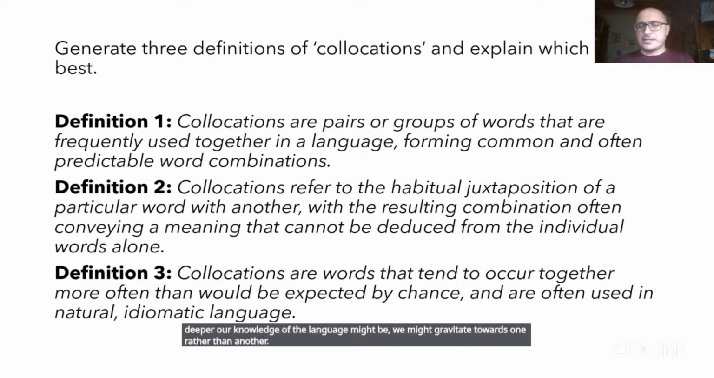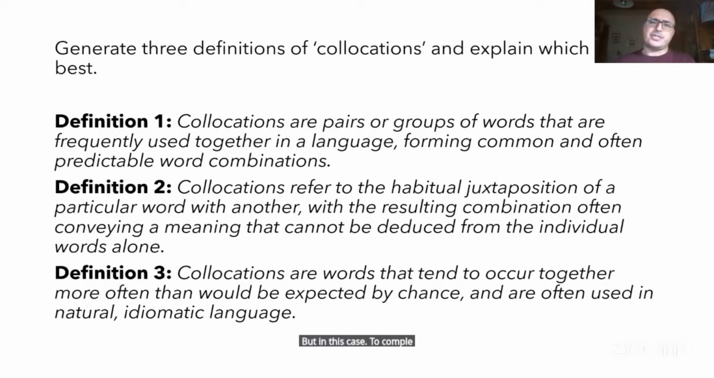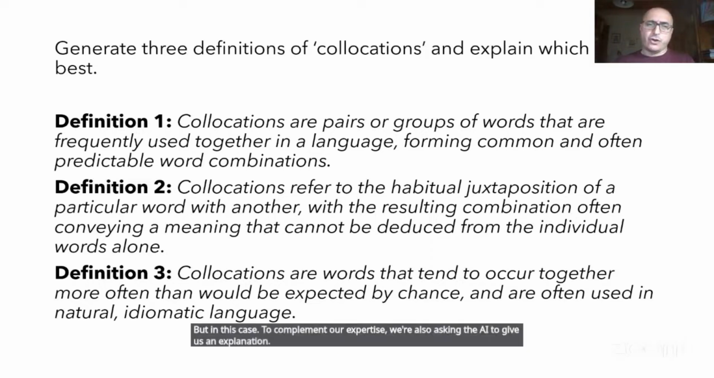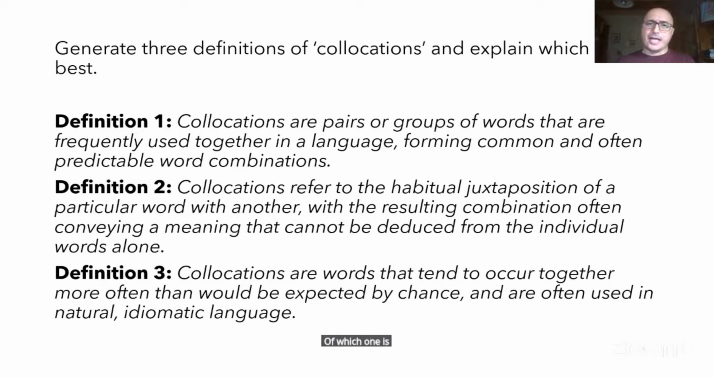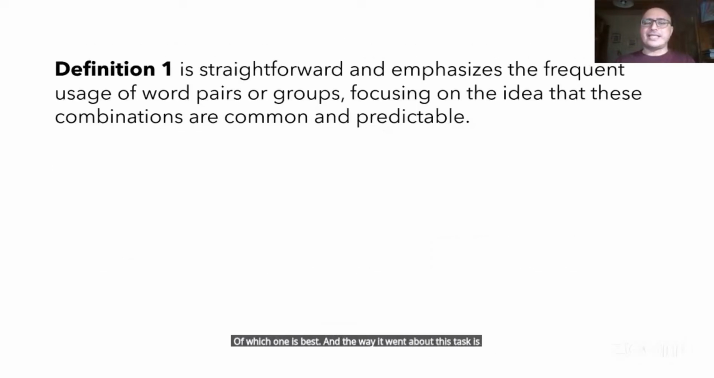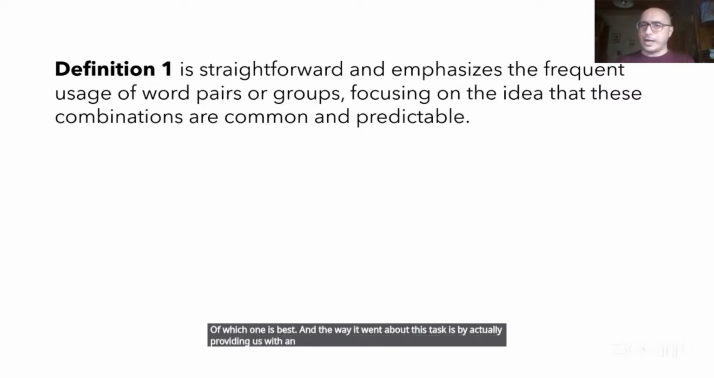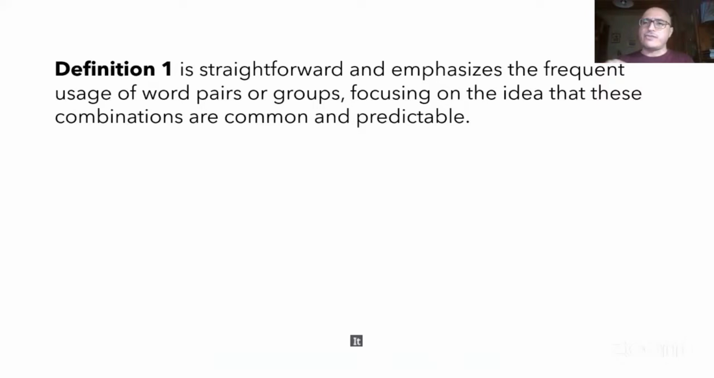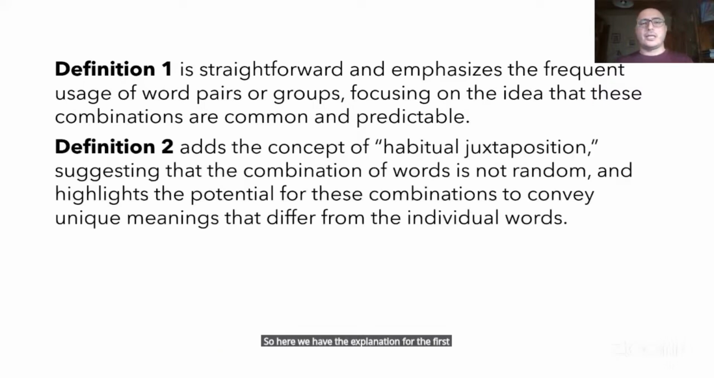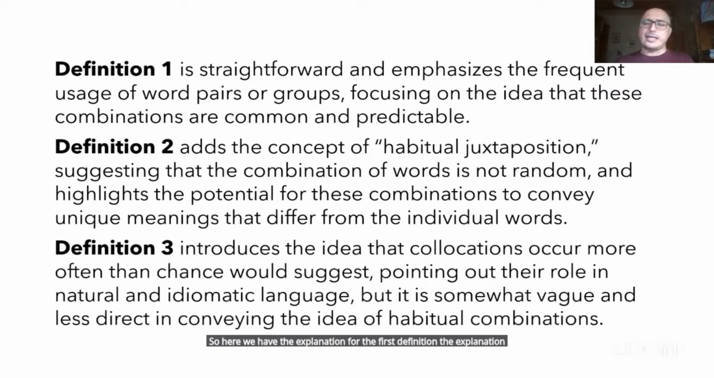But in this case, to complement our expertise, we're also asking the AI to give us an explanation of which one is best. And the way it went about this task is by actually providing us with an explanation of each one. So before telling us which one is best, it explains the merits of each one of the definitions it provided us with. So here we have the explanation for the first definition, the explanation for the second one, and the explanation for the third definition that it generated.